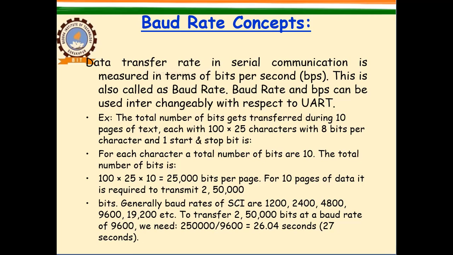For 10 pages of data, it is required to transmit 250,000 characters. The baud rate used for SCI transmission, as we know, is in the range of 1200, 2400, 4800, 9600, and 19,200, and here we are going to use the baud rate of 9600. So we can easily calculate the time required to transmit the data. That is 250,000 divided by 9600, which is equal to 26.04 seconds, or you can say 27 seconds.